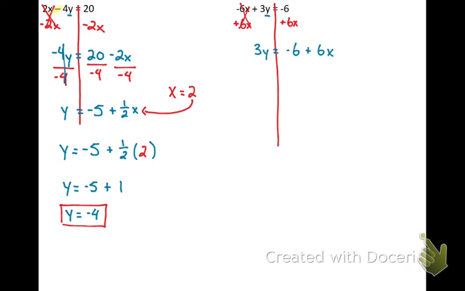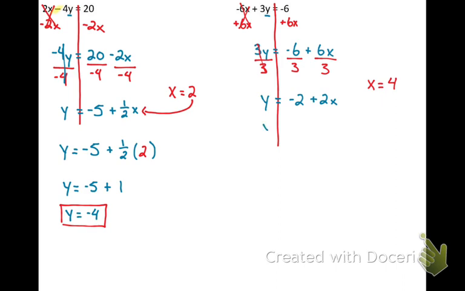My last step here will be to divide by 3 for each term. My 3's cancel out, so I've got y equals negative 6 divided by 3 is going to be negative 2. And then 6 divided by 3 is going to be 2x. So let's solve for y when x equals 4.